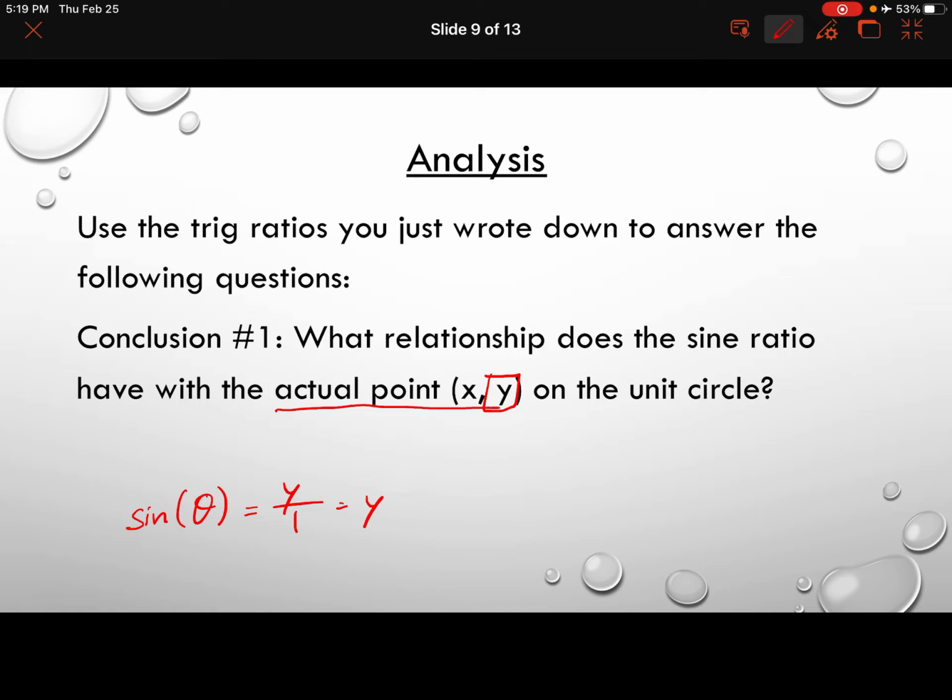So sine of theta is equal to whatever the y value of the point that corresponds to that angle, right? Whether it was 30 degrees, 40 degrees, whatever. Whatever point corresponds to that angle, just look up the y value and have your answer. So let me show you what I mean.